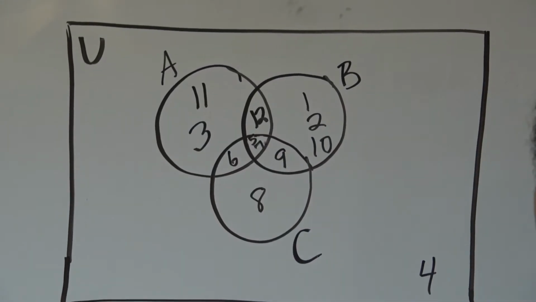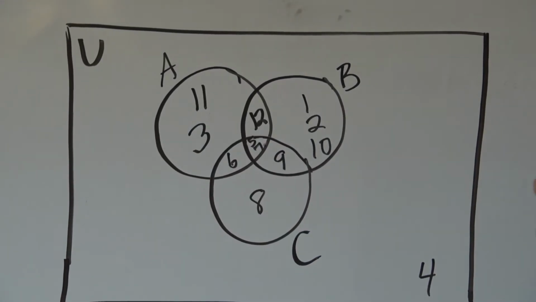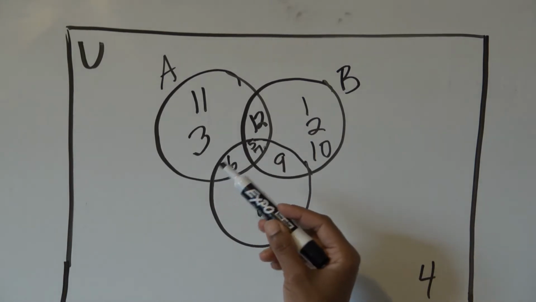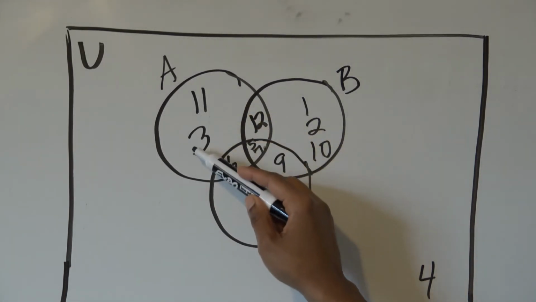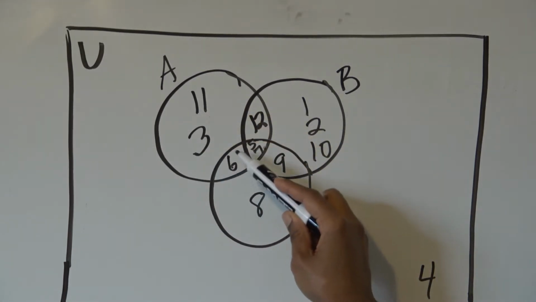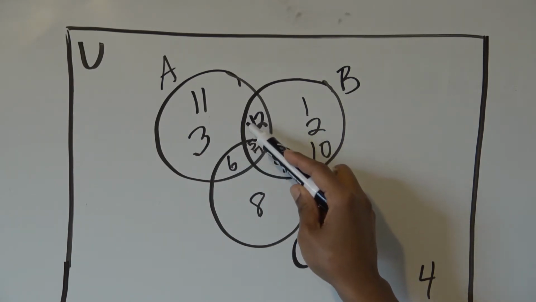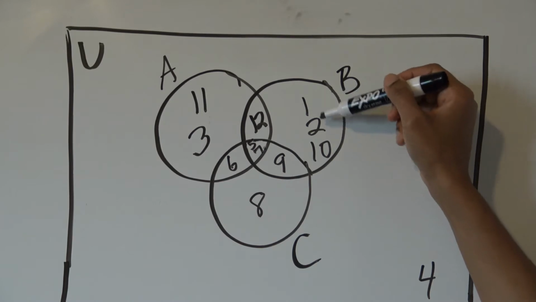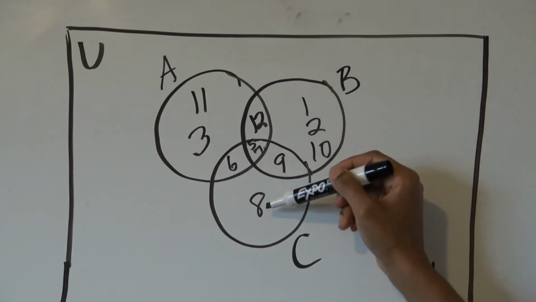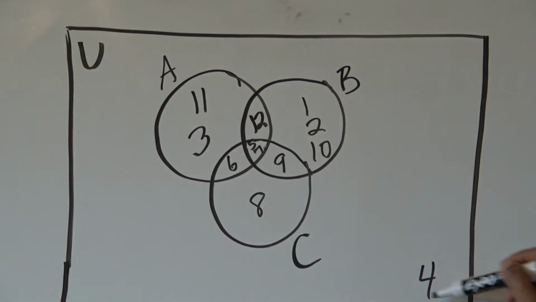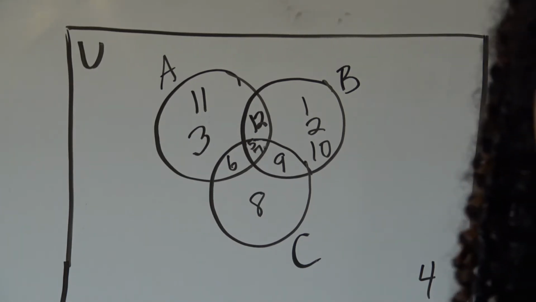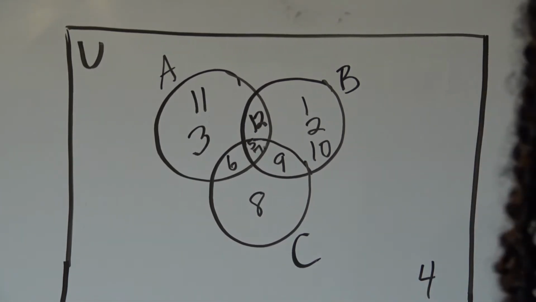Okay, so just so you can see, I've zoomed in on the Venn diagram. And in this part, there's 11 and 3. In this little region right here, there's 6. In this middle region, it's 5 and 7. And then that's 12. Then we have 1, 2, and 10. We have 9 in this region, 8 here. And then we have 4 out here. So I just wanted you to be able to see it. I'm going to zoom back out so that we can work some problems.